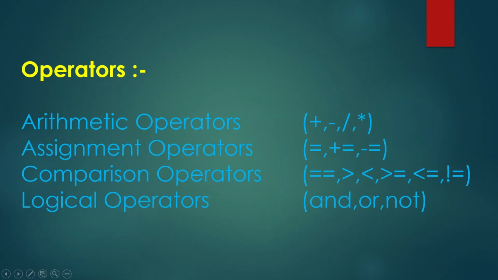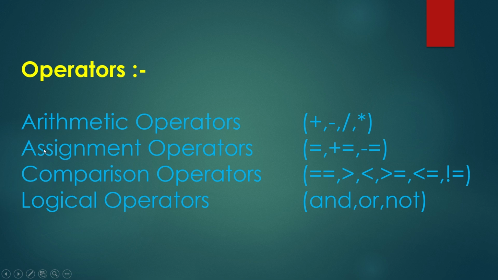Now coming to the next part, which is operator. Basically, an operator is used to define logic or to do some operation between two operands or more. The first operator is arithmetic. As the name suggests, arithmetic is used to perform different types of operations: addition, subtraction, multiplication and division, and their symbols are represented here. The plus symbol represents addition, minus subtraction, slash division, star multiplication.